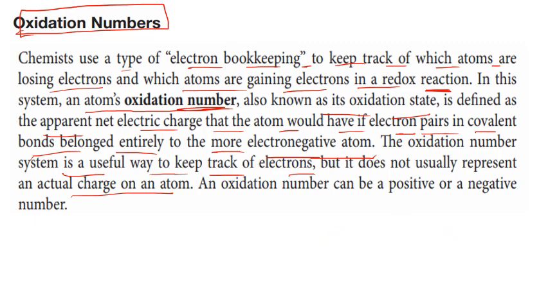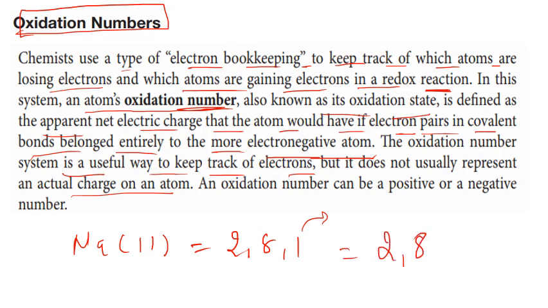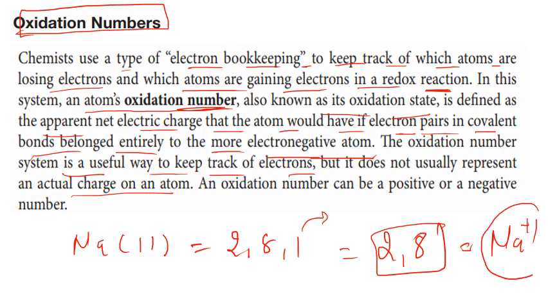So for example, let's talk about sodium. It has atomic number 11, and this is its electronic configuration: 2, 8 and 1. So it needs to lose one electron to become stable, right? It will become 2, 8 if it gets rid of this one electron. So when it gets rid of this one electron, it will become Na⁺. So plus 1 is the oxidation number for sodium. Okay, this is how it works. Let's see one more example.